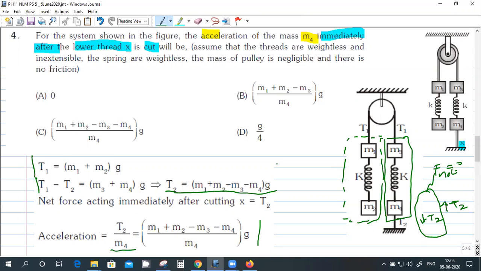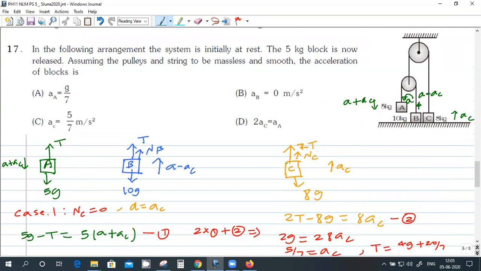Okay. Yes, sir. Okay. This one. You getting it? Yes, sir.